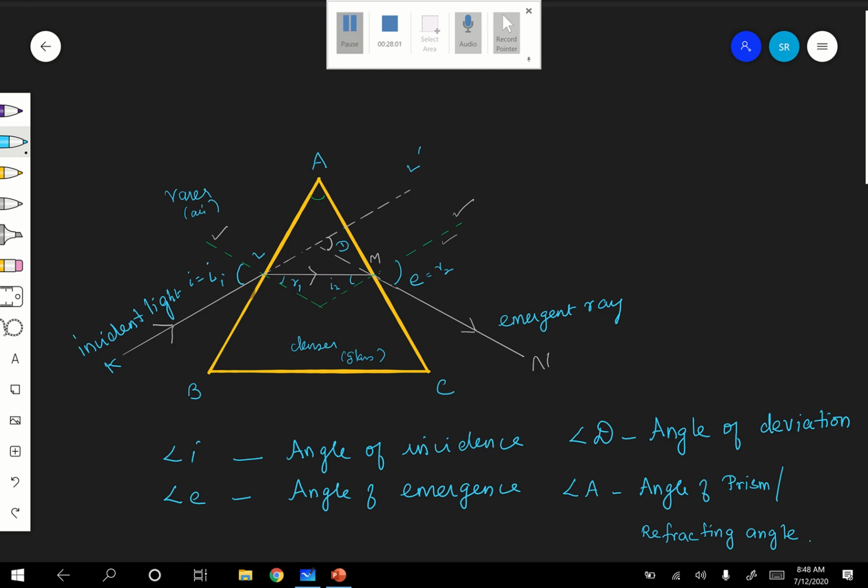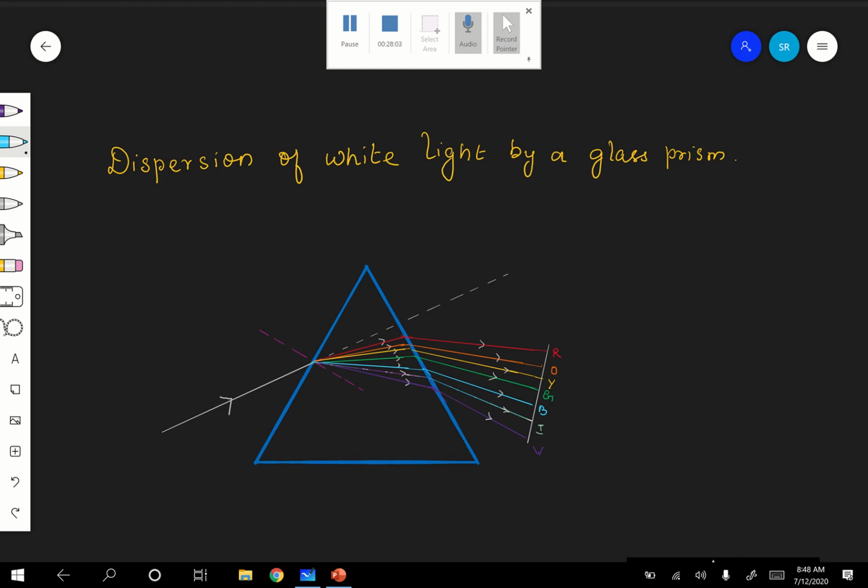Next we will go to dispersion of white light by a glass prism. Dispersion of light by a glass prism. Okay, how to understand this? What is dispersion first? Dispersion of white light. Here, see, it is a very interesting phenomenon.